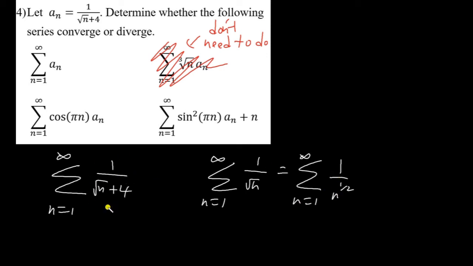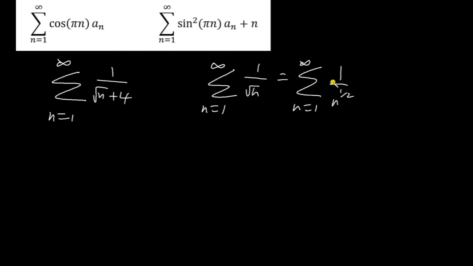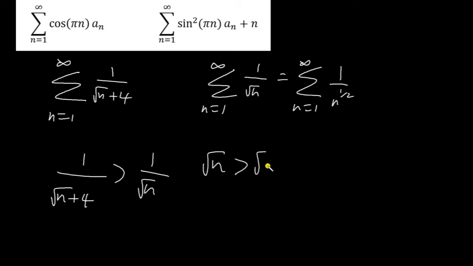So we need to prove that this is greater than this. So we'll prove that 1 over square root of n plus 4 is greater than 1 over square root of n. If this is true, then our series will diverge by the direct comparison test, right? So cross multiplying, we'll get square root of n greater than square root of n plus 4. Cancel, cancel. 0 is greater than 4. Hold on a second. Something's wrong, right?